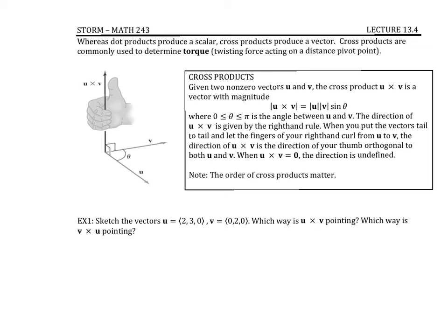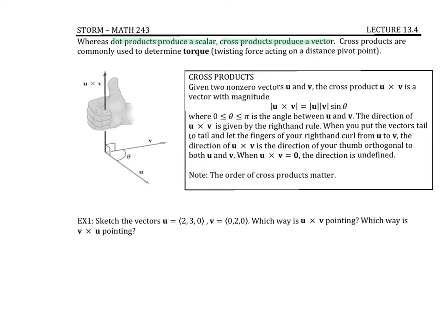In section 3.3, we talked about dot products. Remember, those are scalars, just real numbers. In 13.4, we're going to talk about cross products. When you cross two vectors, its product is going to be another vector. So it's not a number, it's not a scalar, it's actually a vector.